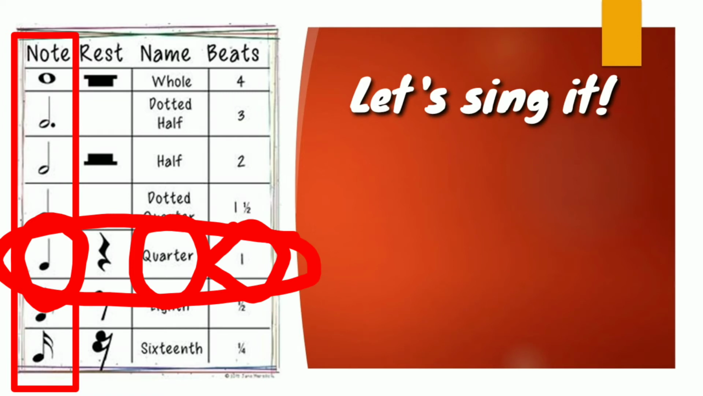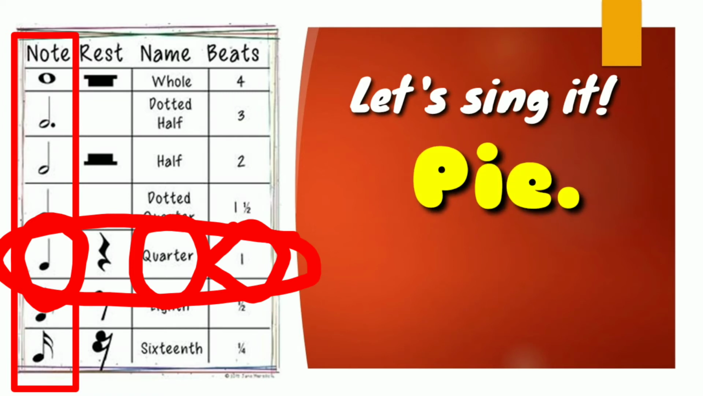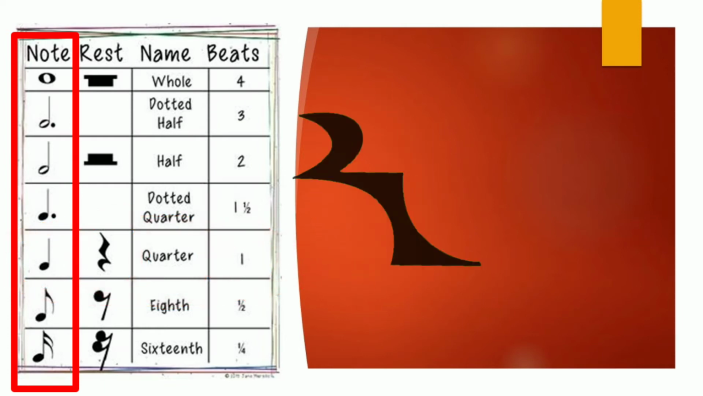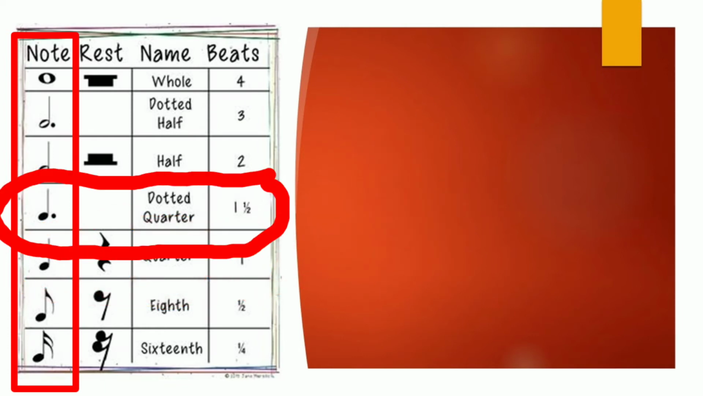A quarter slice of pizza is equivalent to a quarter note. Now, let's sing it. It goes like this. Pie. Now this lightning-like mark is what we call the quarter rest, and it means 1 beat of complete silence. Let's go back to the 4th row.